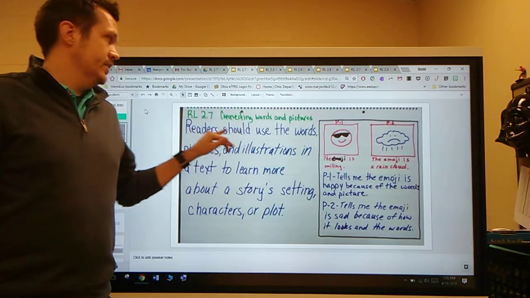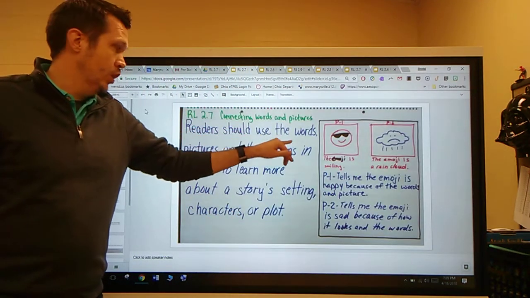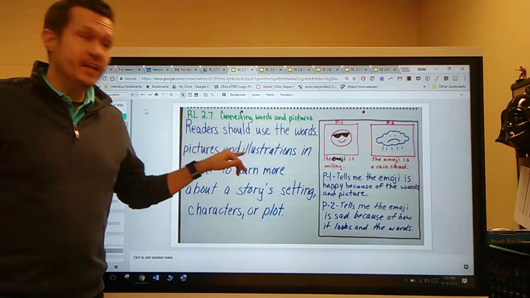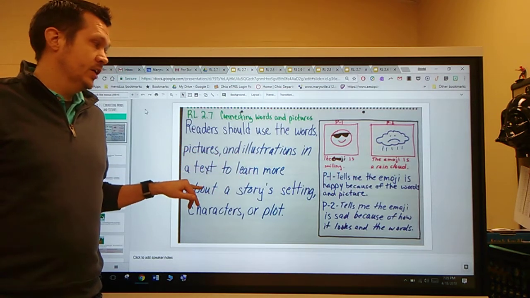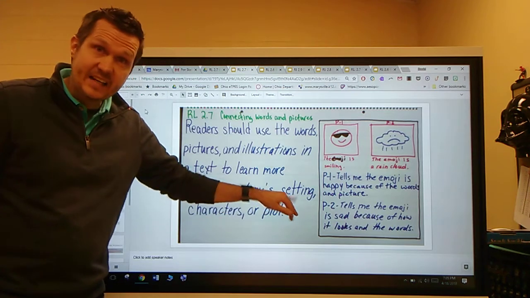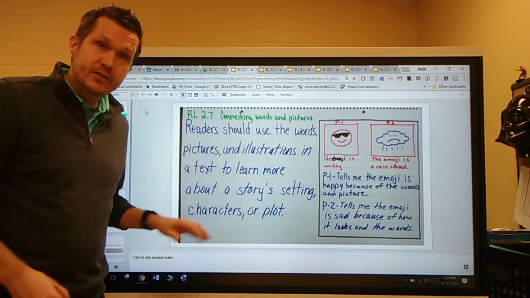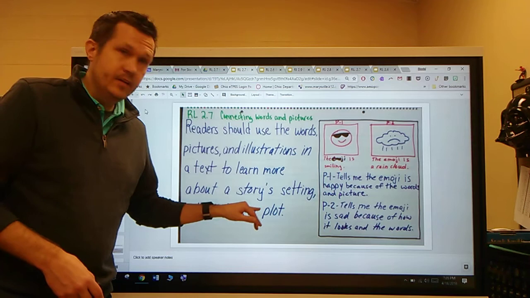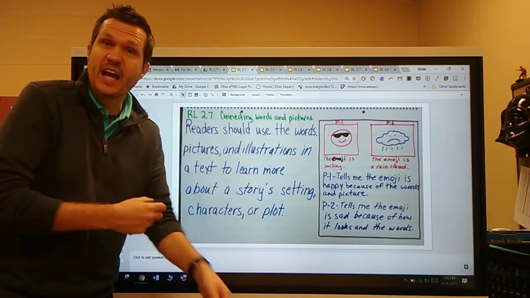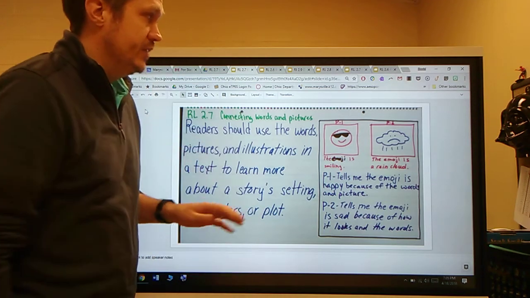So what we're going to do today is talk about how readers should use the words, pictures, and illustrations in a text to learn more about a story's setting, where it takes place, characters, all the people in it, and the plot, which means what happens, like the main problem and solution and those kinds of things.